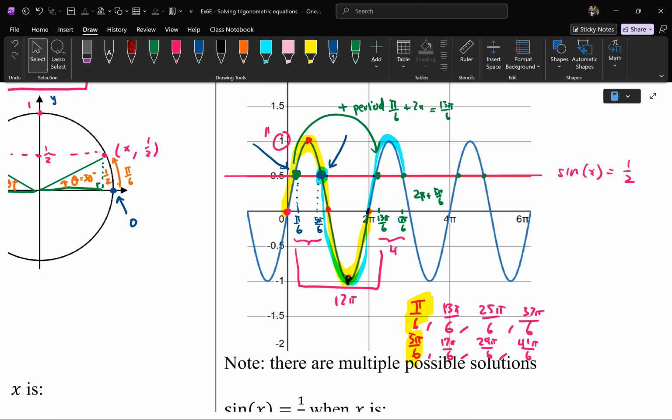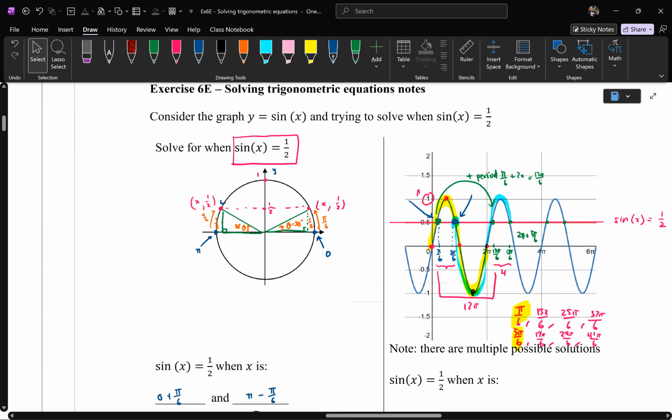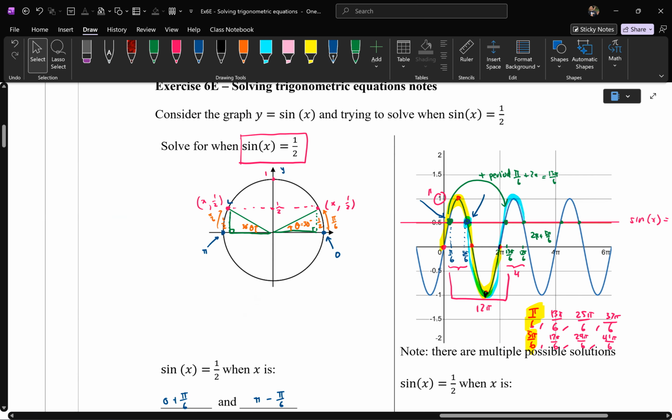You add on the period, and it's about listing it all out and then ticking or crossing which ones fit the domain and which ones don't. That's my tip. Okay, and that still applies even for the more complicated ones. So this one I gave you as sine of x equals half.